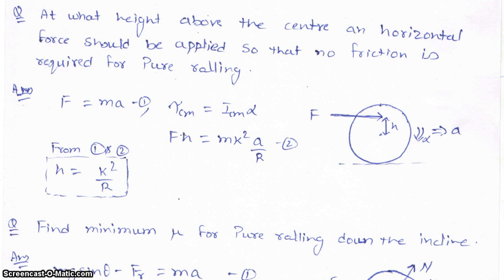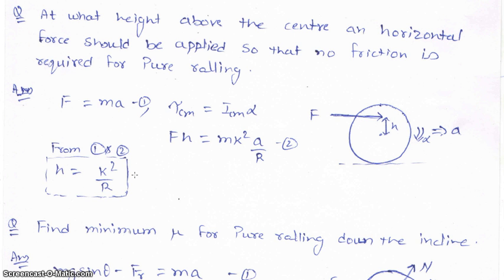So what we did, we applied our torque equation about the center, and as it is pure rolling without slipping, we put A equal to R alpha. So this is torque, this is ICM, and A by R is the value of alpha. From this equation we get h is equal to K square by R. It depends on the geometry.